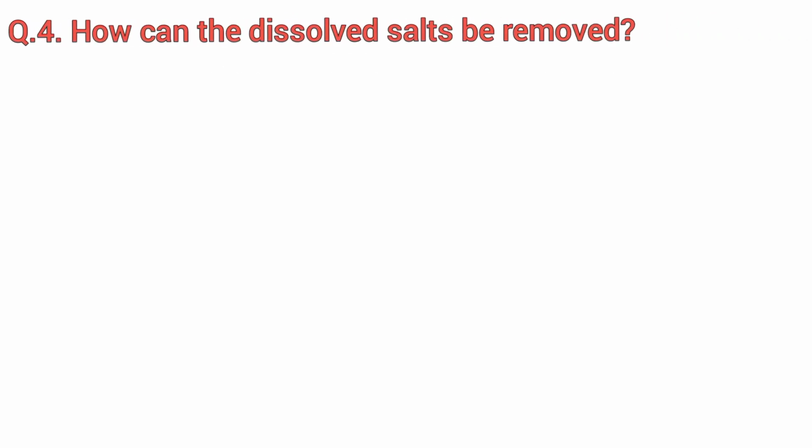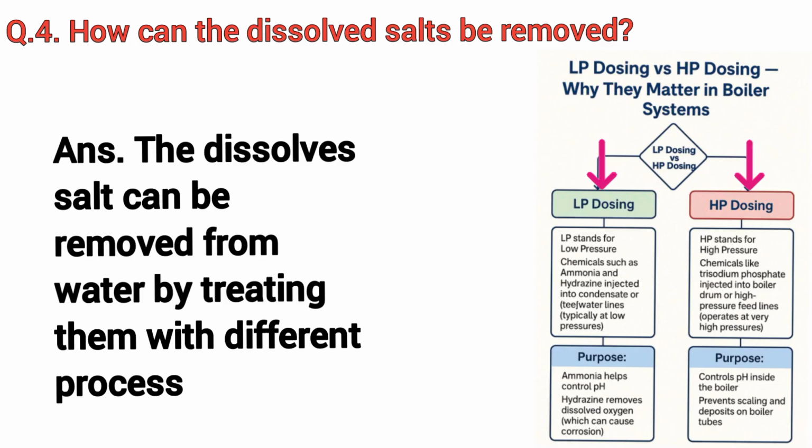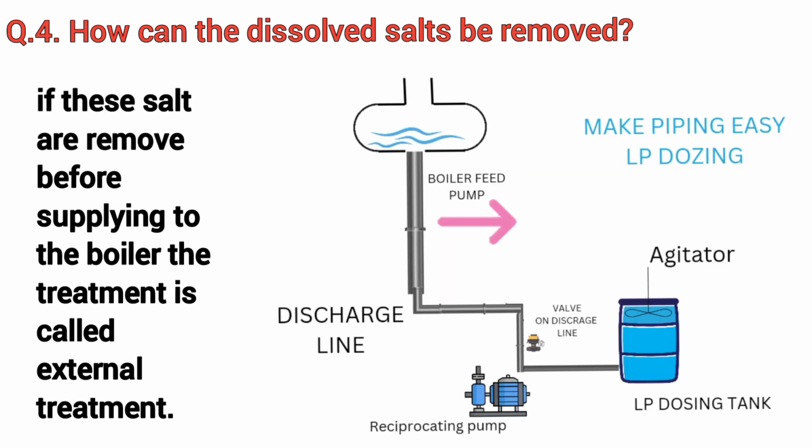How can the dissolved salts be removed? The dissolved salts can be removed from water by treating them with different processes. If these salts are removed from water inside the boiler, the treatment is called internal treatment. If these salts are removed before supplying to the boiler, the treatment is called external treatment.